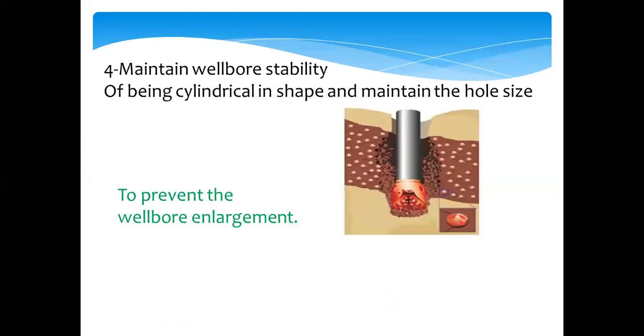Number four, to maintain well bore stability, to keep the cylindrical shape of the well bore and to maintain the hole size. As we see in this picture here, this is called an enlarged hole. And if that happens, that will cause us problems such as a reduction in the annular velocity, and that will make hole cleaning problems because the cuttings will settle down on the BHA and the drill bit, and that will cause a stuck pipe and other problems.